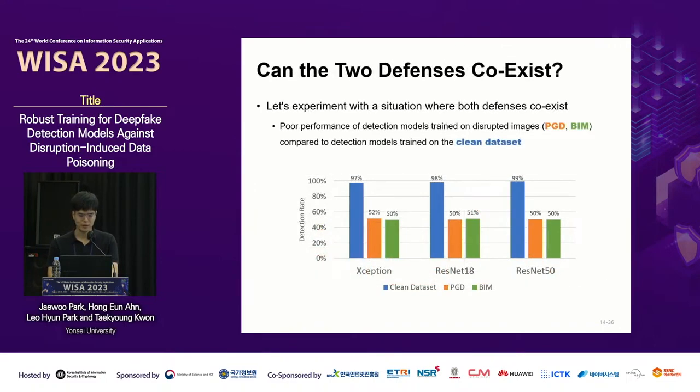To examine this coexisting problem, we conducted motivation experiments. We can see that the difference in accuracy between the detection models trained with disrupted images and the detection model trained with a clean dataset is significant. In the graph below, you can see the detection performance dropped almost half. So the answer to the question, can the two defenses coexist, is that, currently, the two defenses cannot coexist.